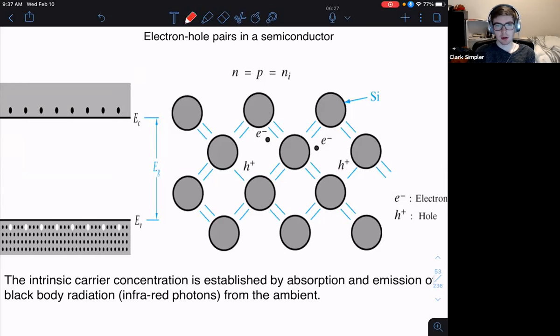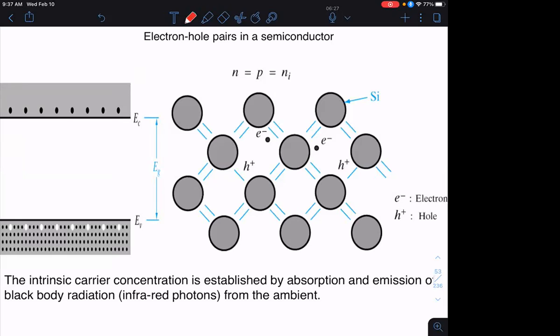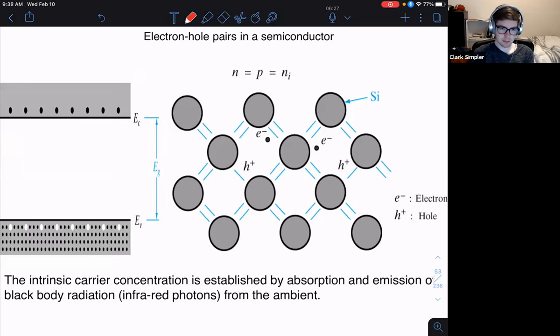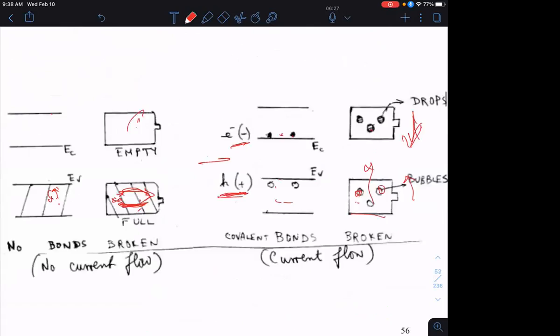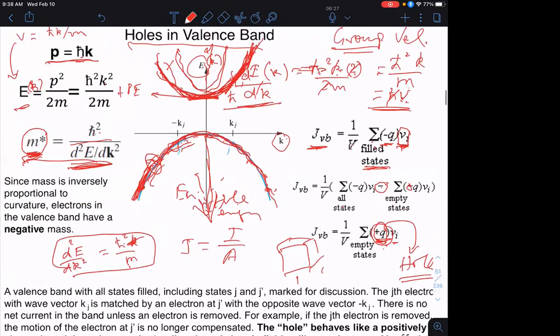When calculating the velocity of a hole, can we still use the 1 over h bar times dE dk? Yes. It's the same for both electrons and holes. But the sign of the slope will be different, of course, right? Right. It's 1 over h bar dE dk. We should have mentioned that. So I'm saying the velocity is equal to 1 over h bar dE dk. Now, what is E equal to?